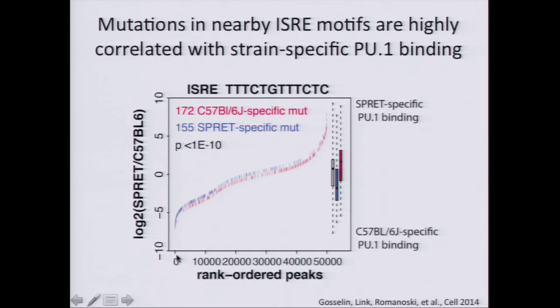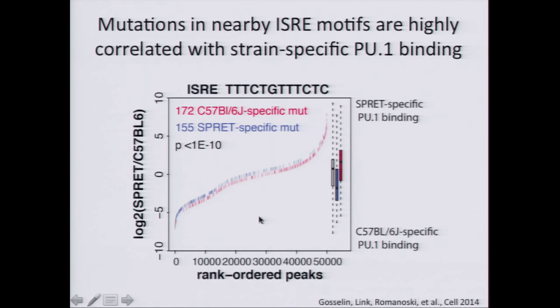What has been done is to rank order the PU.1 binding sites with respect to their differential expression, in this case between SPRET and BL6, from the most BL6 binding on the left to the most SPRET-specific binding on the right. The actual relative binding profile is shown here.